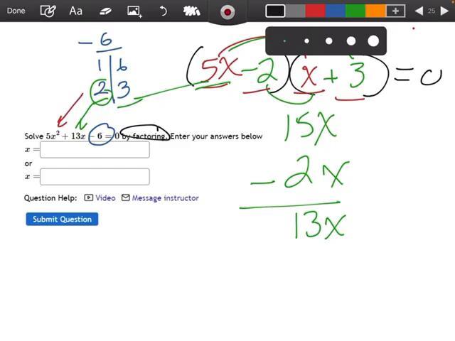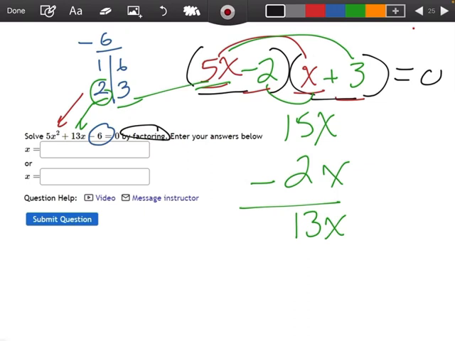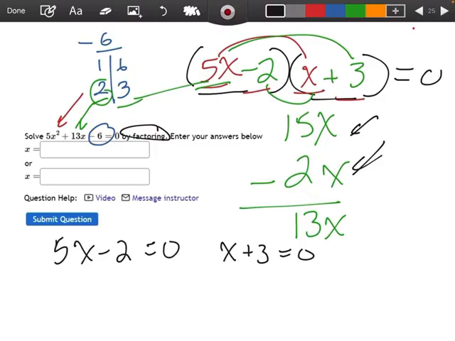Remember, y'all, this is called trial and error. So I'm writing my numbers in, and then this is the part where I get it checked to make sure it's actually going to work out. Okay, now that we got to that step and we verified that's going to work, I'm going to set each part equal to 0. So 5x plus 2 is 0, and x plus 3 is 0.